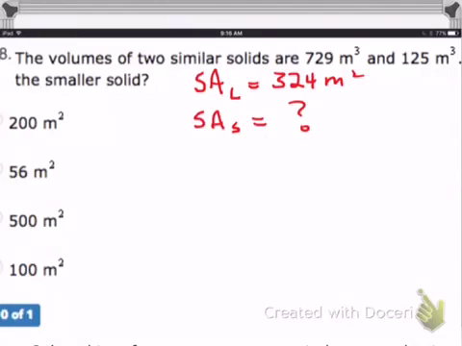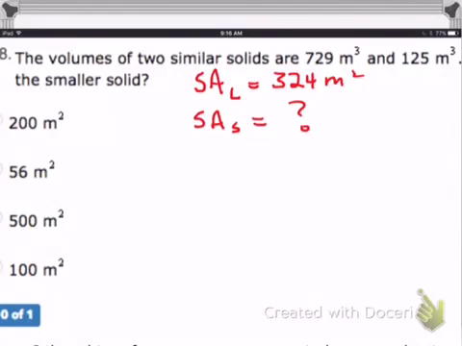Now, they don't tell us what type of solid this is. It could be a sphere, it could be a pyramid. They don't tell us anything about that. And we don't need to know that information because we can find the similarity ratio of these two things.